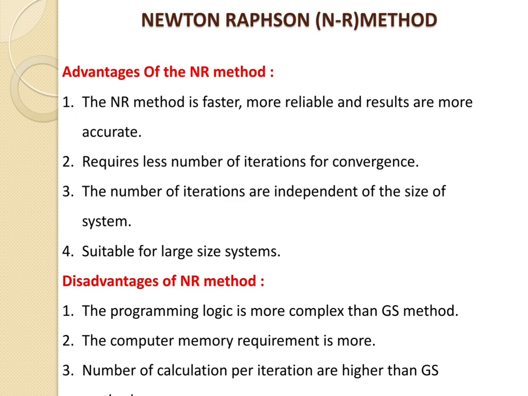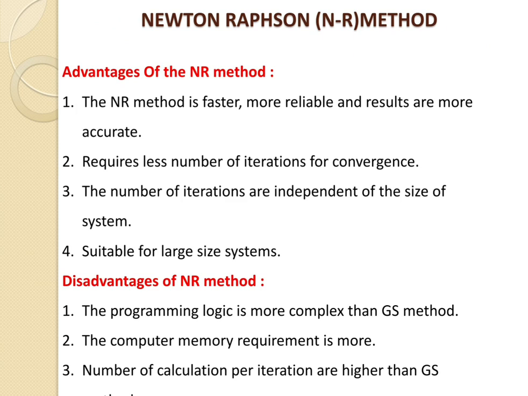Now we will go for the advantages and disadvantages of the Newton-Raphson method, or the NR method. We start with the advantages of the NR method. The first advantage is that the NR method is faster and more reliable and results are more accurate, requiring a smaller number of iterations for convergence. The number of iterations is independent of the size of the system, and it is more suitable for large size systems. So these are the advantages of the NR method.